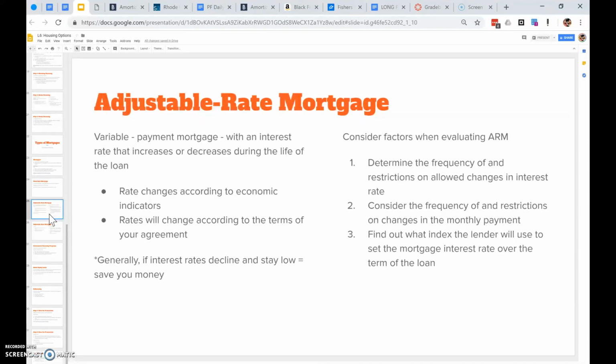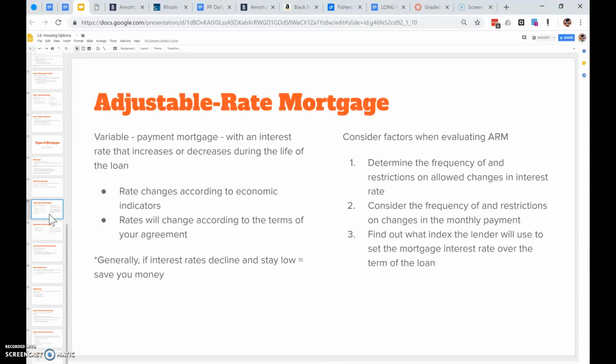There's also what's called an ARM, adjustable rate mortgage. These are known as variable payment mortgages. It's a mortgage with an interest rate that increases or decreases during the life of the loan. The rate changes according to economic indicators, such as U.S. Treasury securities, the Federal Home Loan Bank Board's mortgage rate index, or the lender's own cost of funds index. As a result, your loan payments may go up or down. Your rates will change according to the terms of your agreement.